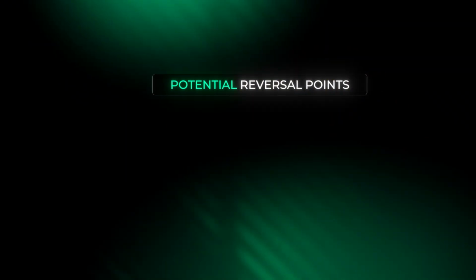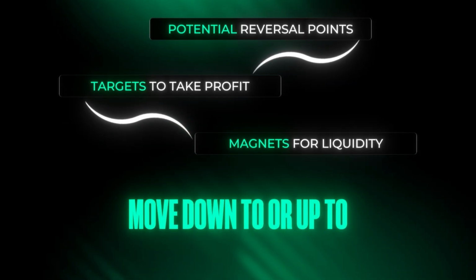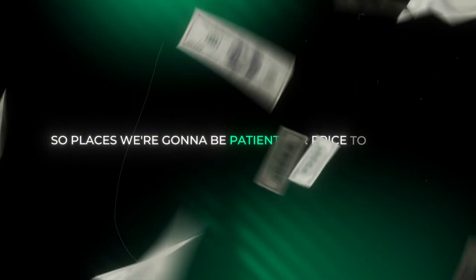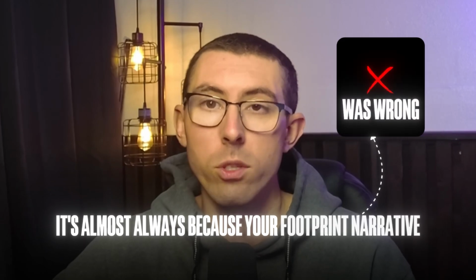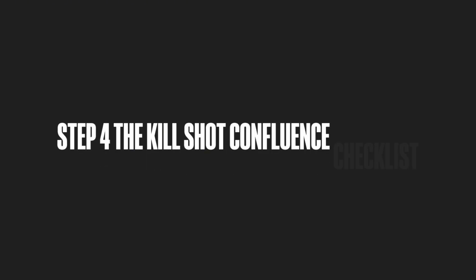What do these levels do for us, and why do we point them out? They're potential reversal points, targets to take profit, magnets for liquidity to move down to or up to, areas where price must interact with before the kill shot setup forms, so places we're going to be patient for price to come to. When you're wrong in trading, it's almost always because your footprint narrative was wrong and you weren't patient enough to wait for price to go where you need it to go. This eliminates that completely.